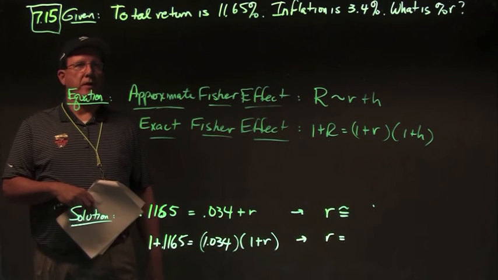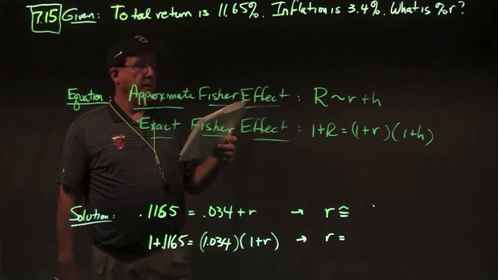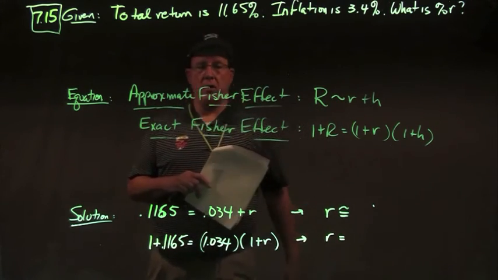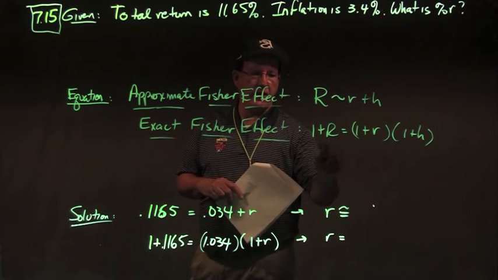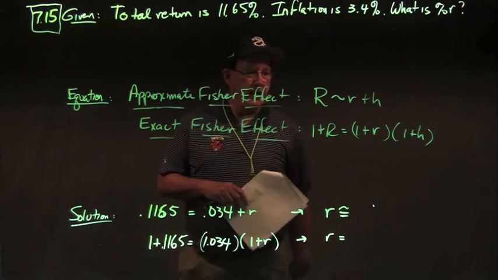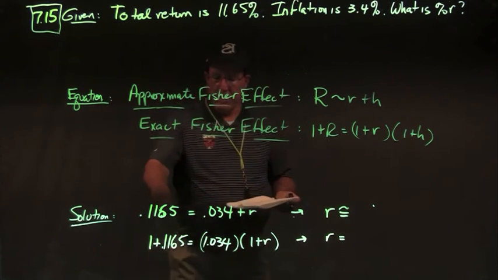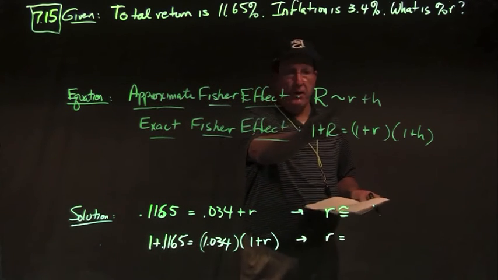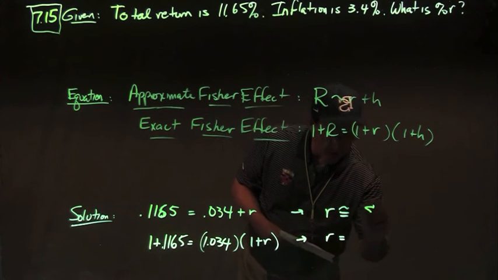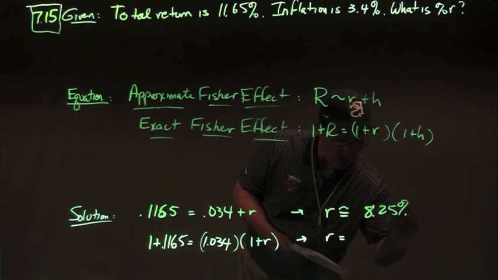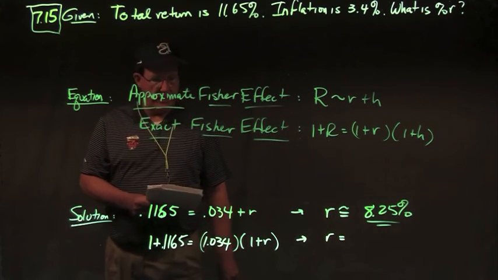On problem number 15, we're given that our total return is 11.65%. Inflation is 3.4%. What is real rate of return little r? Using approximate Fisher effect, big R equals little r plus h, and exact Fisher, 1 plus big R, or nominal return, equals 1 plus little r times 1 plus h. So the approximation we want to target is we're going to put in 11.65 here, we're going to put in 0.034 for h, and I get an r using a simple subtraction of 8.25%.